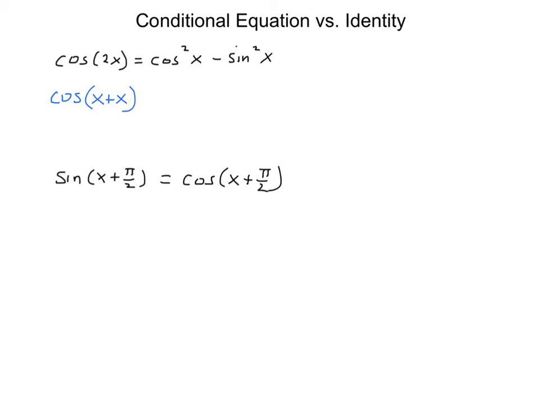That cosine sum formula says that this is going to be the cosine of the first, which is x, times the cosine of the second, which is also x, minus the sine of the first, which is x, times the sine of the second, which is x. And when I simplify it, I get cosine squared x minus sine squared x. So in essence, using the cosine sum formula, I've been able to transform the cosine of 2x into this. Therefore, in this particular problem, this is an identity.